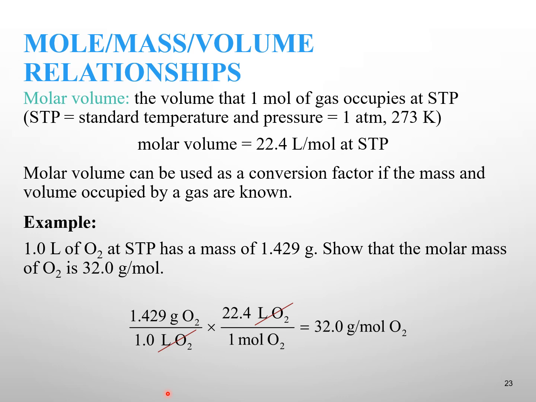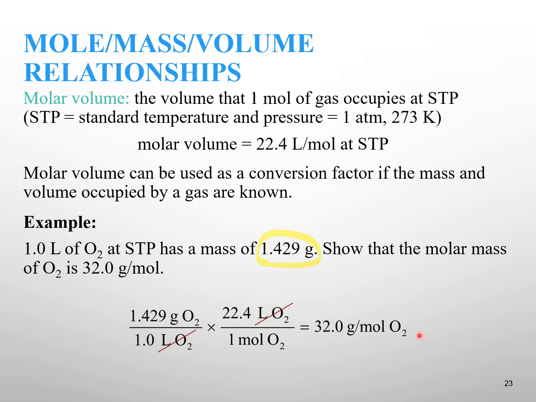Okay, so the first question says if I have 1 liter of O2 at STP and the mass is 1.429 grams, show that the molar mass of O2 is 32.0 grams per mole. So what we want to do is remember that if you have grams already, grams will be on the top, and you want to divide by the number of moles of gas. So we have 1 liter of gas is 1.429 grams. So take this liter here, we will convert this liter to moles by using the molar volume, and we can take the moles to divide on the bottom of the 1.429.